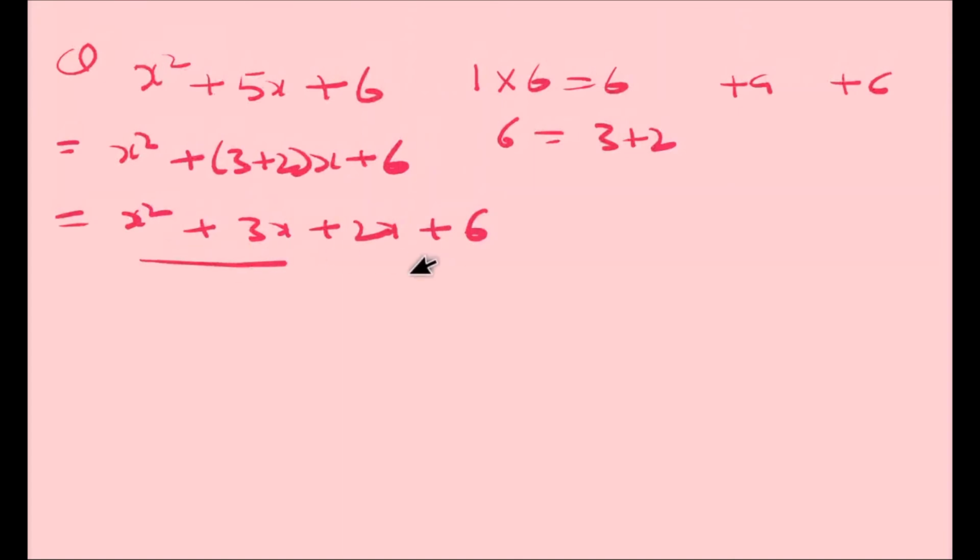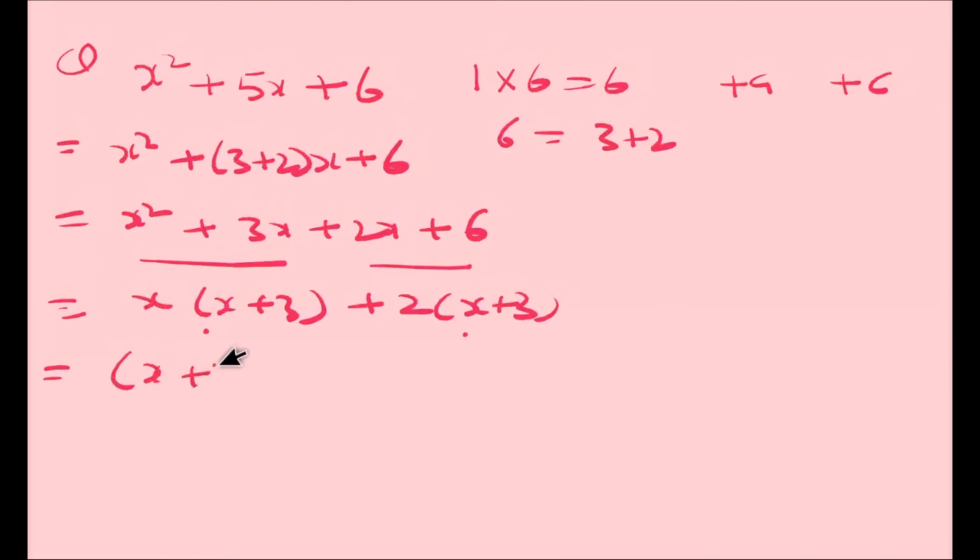Now take the pair. Pair method I have already told. In each pair we have to take the common factor, x plus 3, and here we take the common 2, x plus 3. Now again common. In pair method I already told you. So quadratic equations is nothing but when we describe this way, then we use the pair method. So this way you are finding the answer.